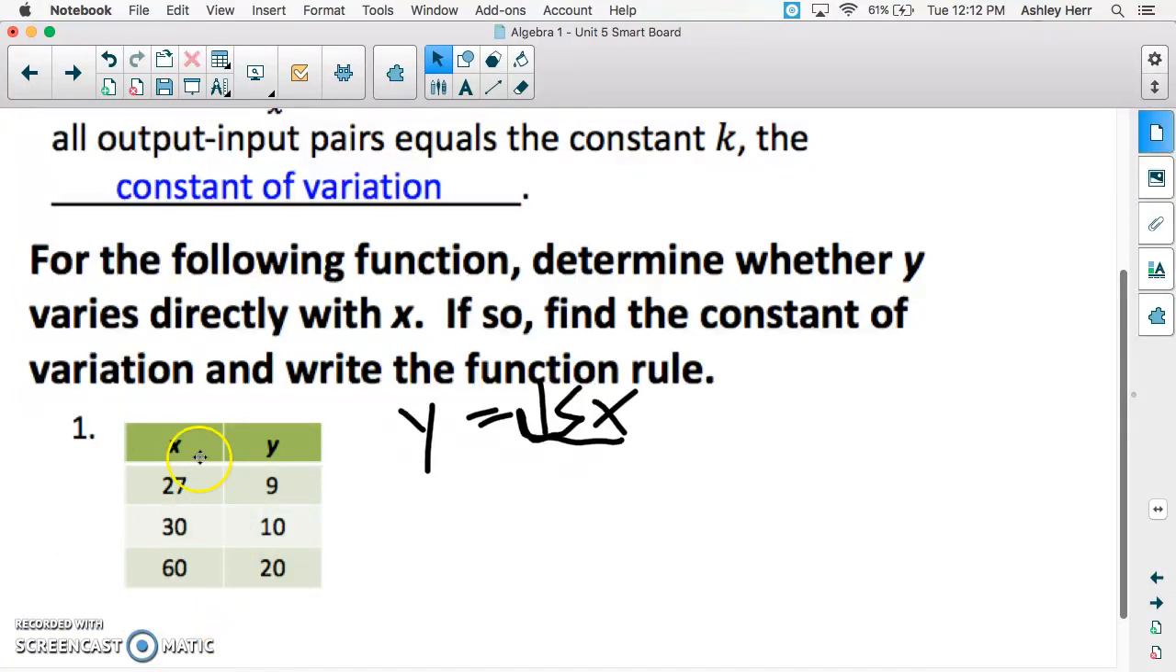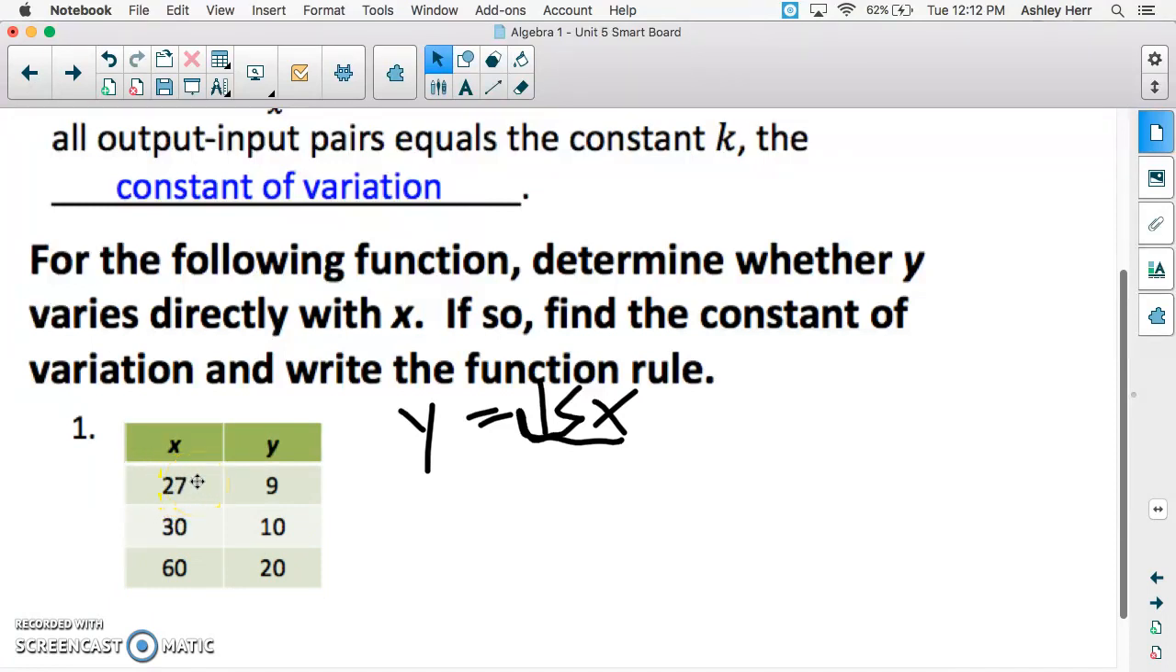Okay, so this is where you need to think to yourself, what do you multiply to 27 to get 9? What do you multiply to 30 to get 10? What do you multiply to 60 to get 20? Or what do you divide 27 by to get 9? Or what do you divide 30 by to get 10? Or what do you divide 60 by to get 20? The number that you divide each one of these by is 3.